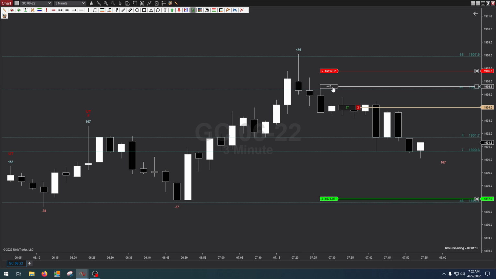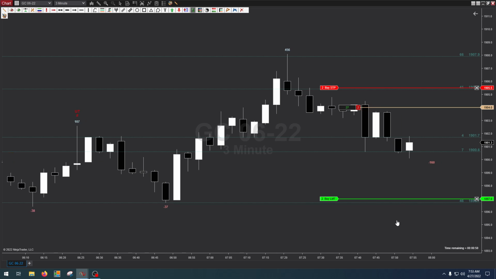Bring this to here. I want to allow this to confirm a swing high before I do anything with my trail. Okay, we just closed that gap right there. Gaps can make very good support resistance levels. Pretty decent negative volume delta here.